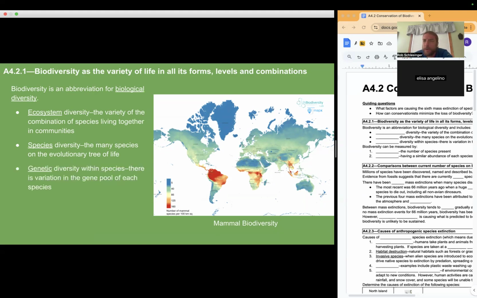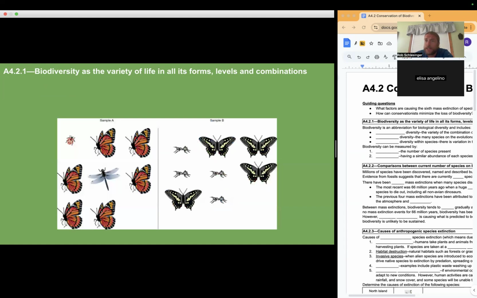And then we've got a tricky one, genetic biodiversity, and that's again within those species, how much variation is there in the gene pool? Are we seeing a lot of inbreeding? Are we seeing a lot of rare genetic diseases because a lot of recessive genes are being expressed? That's the third component. And then the last thing that Elisa and I just talked about was richness and evenness. So richness is the number of different species in an area, and evenness is the representation of each of those species.